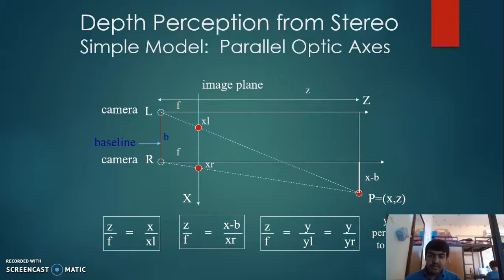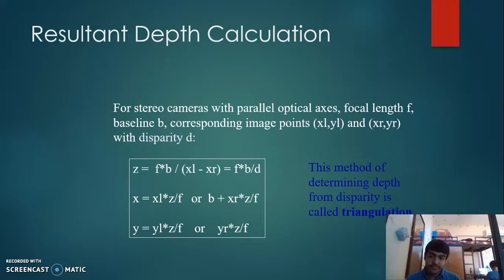Now Z by F equal to X by XL, Z by F equal to X minus B by XR, Z by F equal to Y by YL equal to Y by YR. The Y-axis is perpendicular to the page. Let's consider the page which is going to be observed. And for general notation, I suggest you consider L as left and R as right.